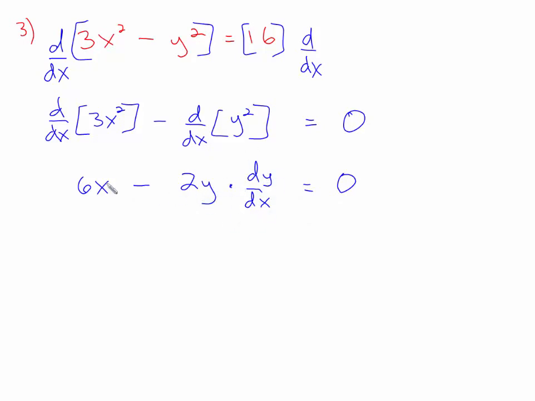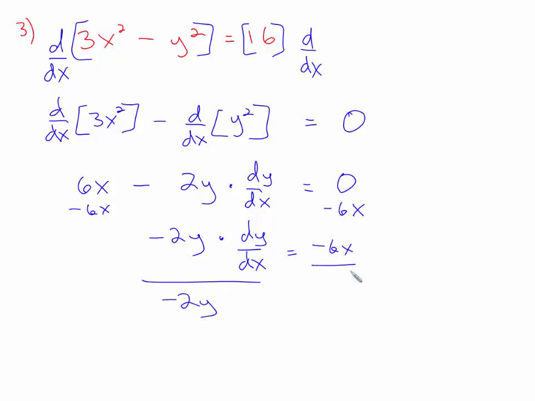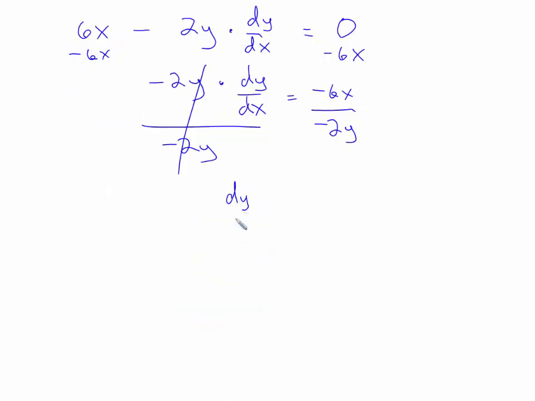The rest of it is real simple algebra work. We need to get this by itself, so let's subtract this 6x. So negative 2y times dy/dx is equal to negative 6x. We divide by negative 2y on both sides. This is gone, so we end up with dy/dx is equal to negative divided by negative is positive, 6 and the 2 reduce, so we end up with 3x over y. Okay, let's take a look at a more challenging example here.